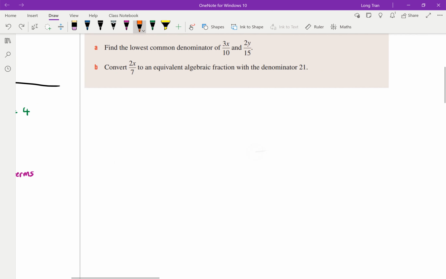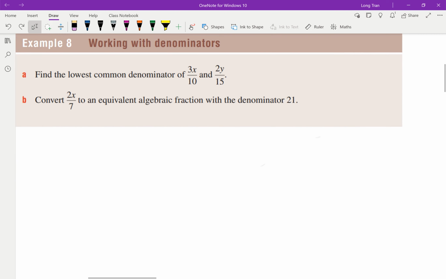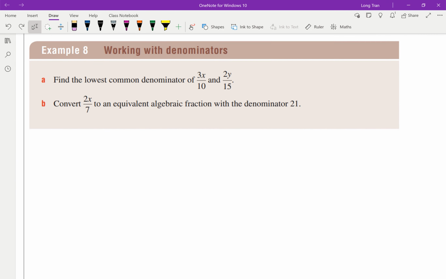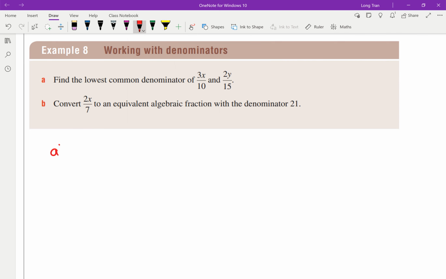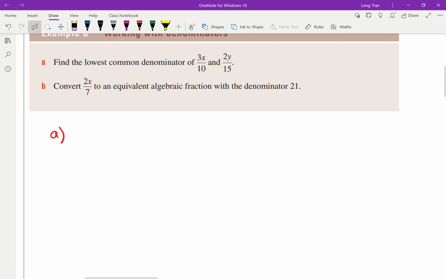So we're going to do the same for this example over here. We're going to say, all right, well, what do I have? I have a, I'm going to use this color maybe in red. So I've got a. What's in my a term here? I've got 3x over 10, and I'm adding it with 2y over 15.